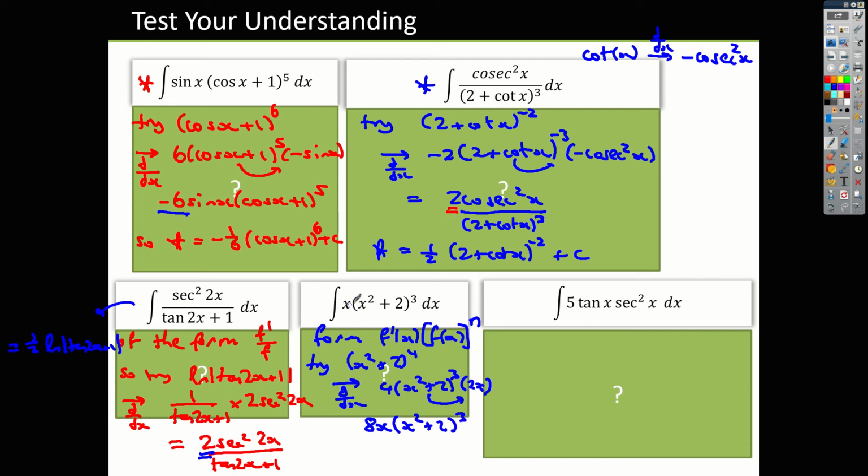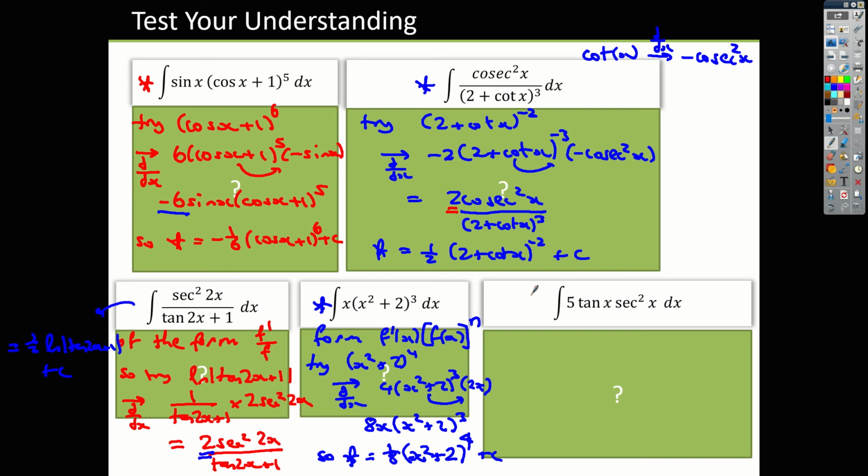This is 8 times what I'm supposed to be getting, because I'm supposed to be getting 1x, so we're going to divide by 8. Star that. This is an eighth of our guess, an eighth of x squared plus 2 to the 4. Again, plus c. And I've got plus c over here. There you go, plus c.